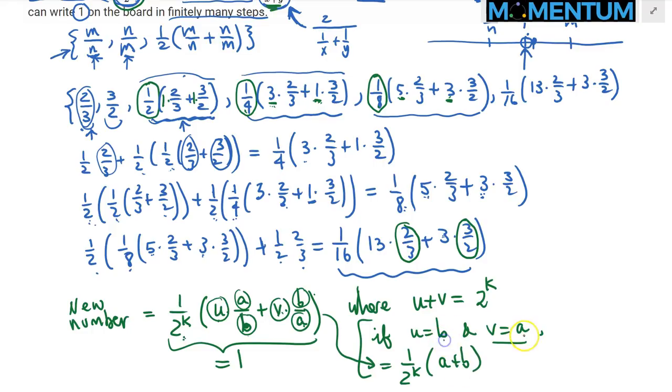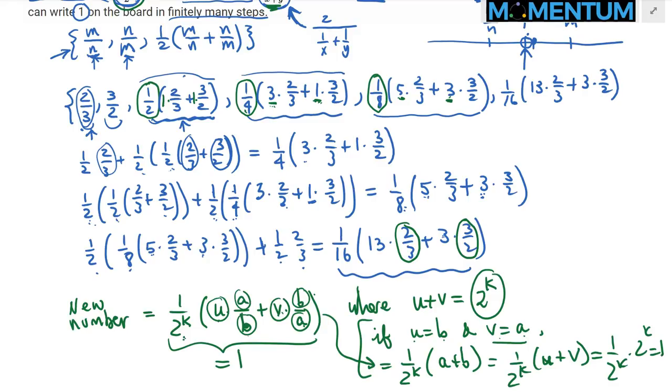But wait, we just said that a plus b is equal to u plus v, right? 1 over 2 to the k times u plus v. But u plus v is just 2 to the k. Aha! 1 over 2 to the k times 2 to the k, and that's simply equal to 1. So that automatically gives us a very nice solution.